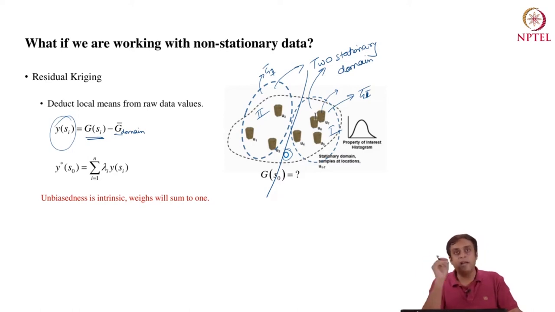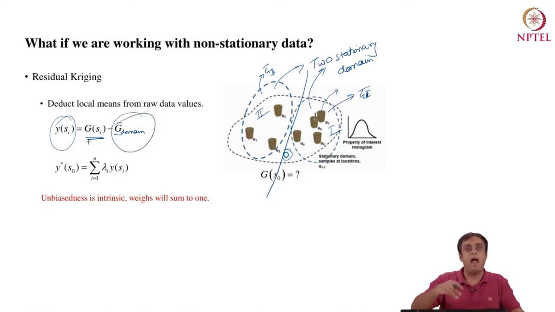So the problem then boils down to predicting Y star Si, and after I get my Y star Si, I will add this global mean back to the data, right? But my variogram estimation, my spatial dependence measure estimation, will happen with the stationary values, right? So that the idea of intrinsic stationarity is still holding, okay?